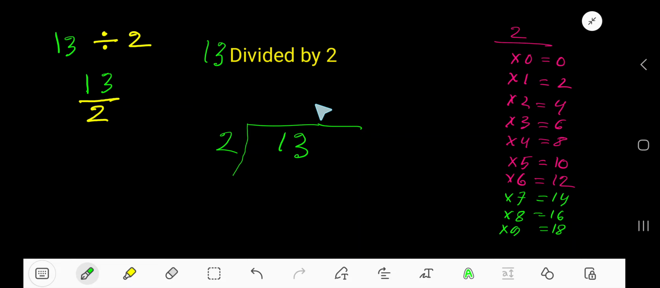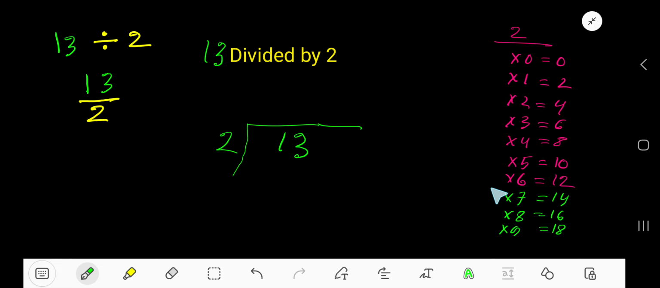13 divided by 2. 2 goes into 13 how many times? We are considering the digit in the 1's column. This one is the 10's column, right? So the quotient will be in the 1's column, since we are considering that digit in the 1's column. We need to start from the right side to the left side.